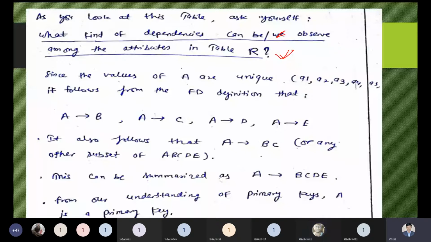No, sir. Okay, so the values of A are unique. How can you say it is unique? Because A1, A2, A3, A4, A5, all the tuple values which belong to the A attribute are unique. So there is no duplicacy. So it follows from the functional dependency resolution. B can depend on A, C can depend on A, D can depend on A, and E can depend on A. It is also possible because A is an attribute which does not belong to any duplicacy record.